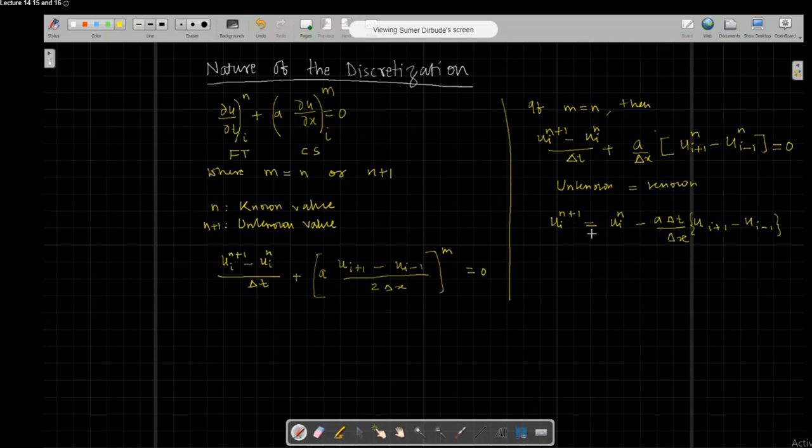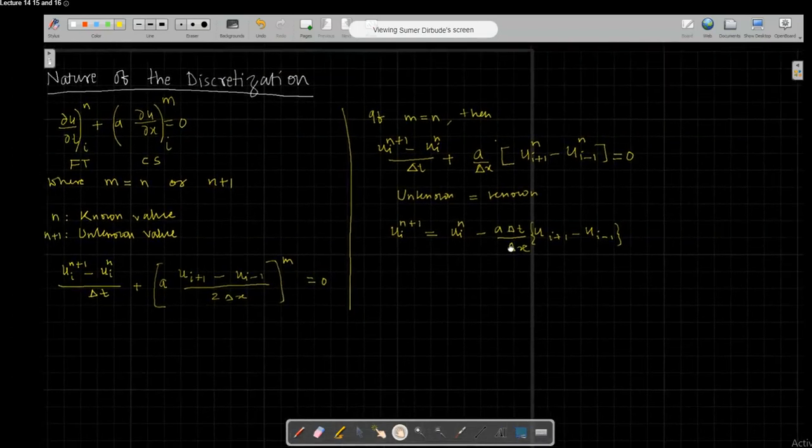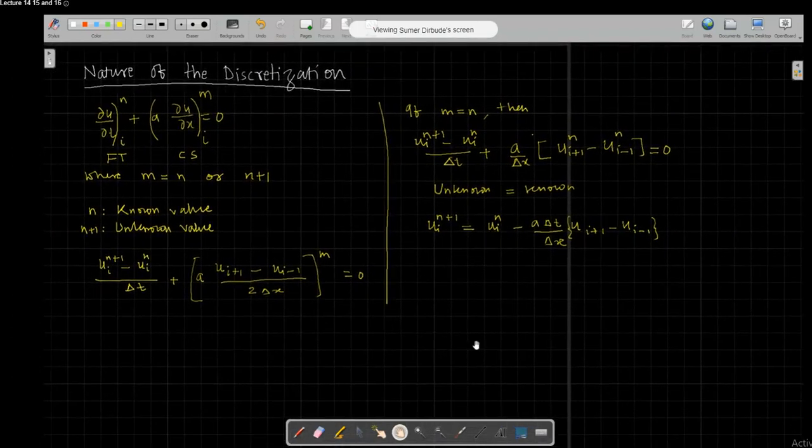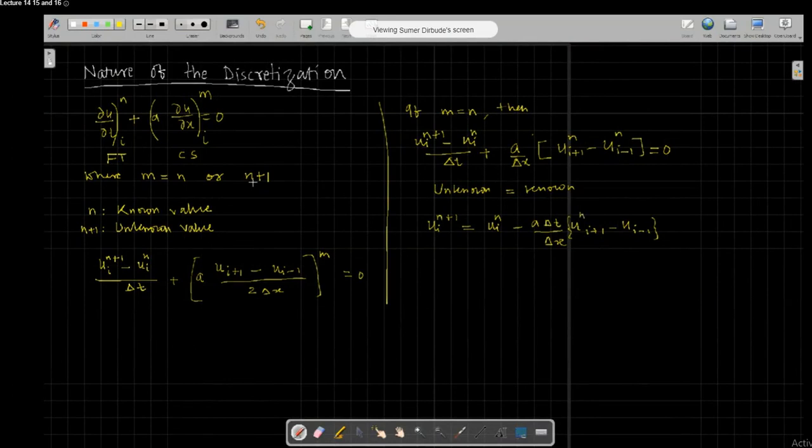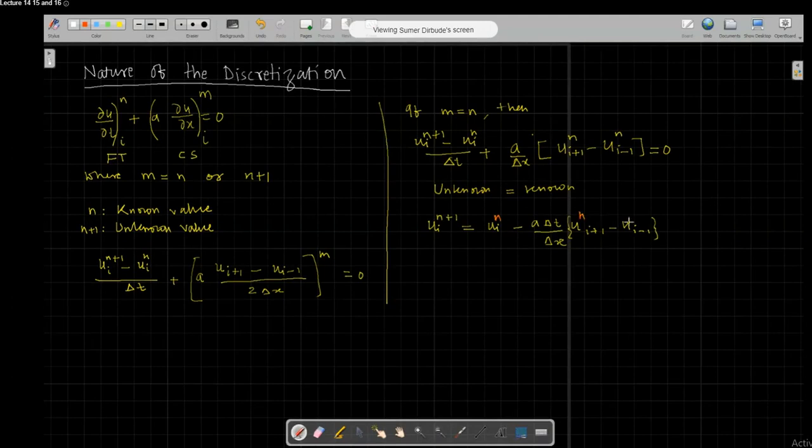So here you will see that everything is in terms of this unknown. There is only one unknown. Okay, sir, shouldn't it be 2 delta x? There is only one unknown, and there are many knowns. So these are known values. This is a known value. This is a known value, and this is also a known value. There is only one unknown.